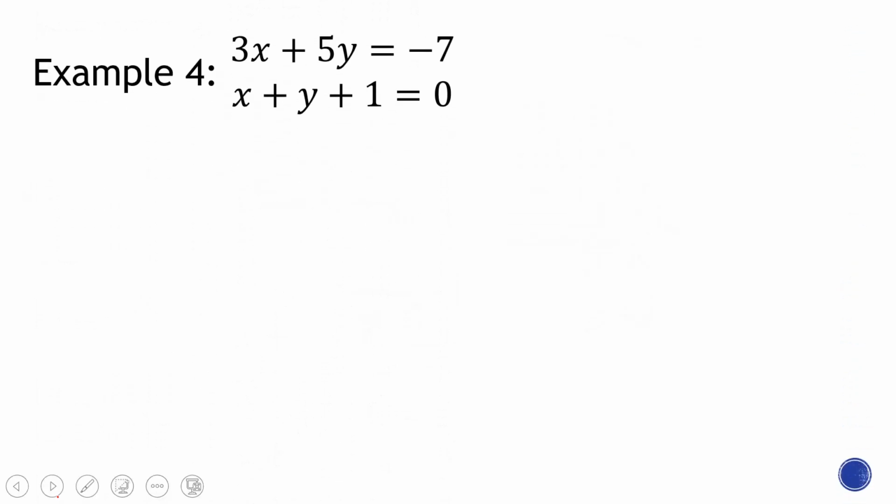I think I have 5 examples here. Again, the first thing we need to consider is that the two equations should be in the form of ax plus by equals c. So the first equation is already in that form. The second is not. So that means I will just subtract 1 on both sides. So that will be x plus y equals negative 1, right? And then I'm going to just rewrite the first equation here.